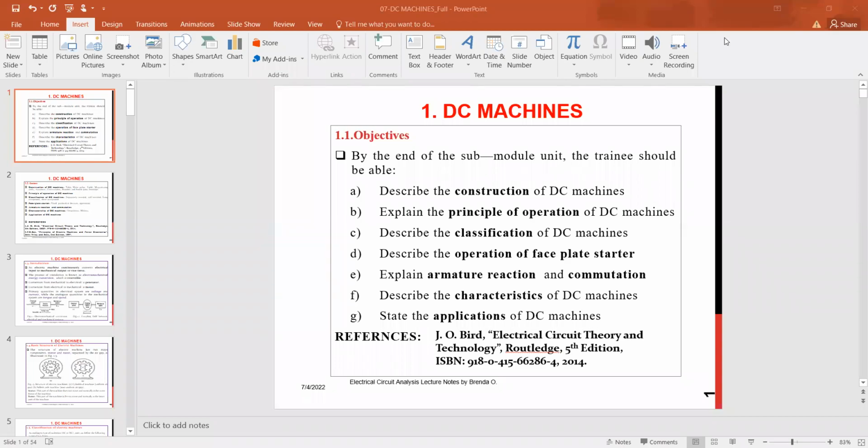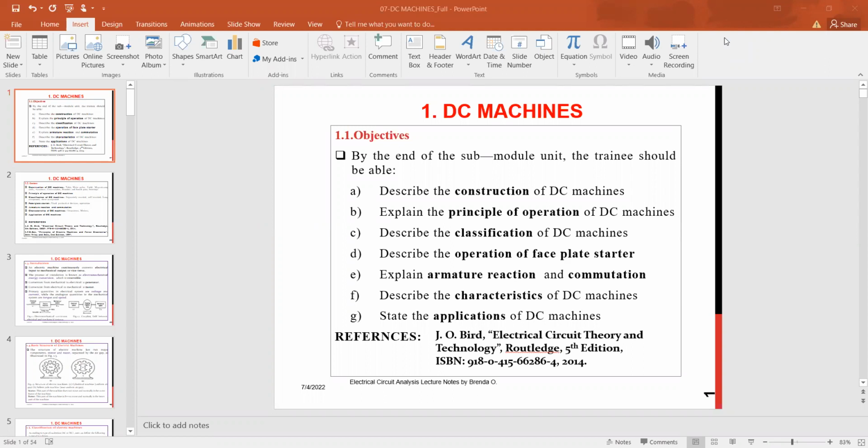In this video, we are going to discuss DC machines, where we will see that by the end of the submodule unit, the trainee should be able to achieve the 7 objectives. Number 1, describe the construction of DC machines. Number 2, explain the principle of DC machines. And then number 3, describe the classification of DC machines.